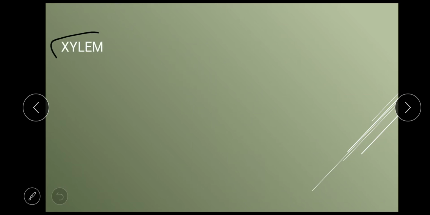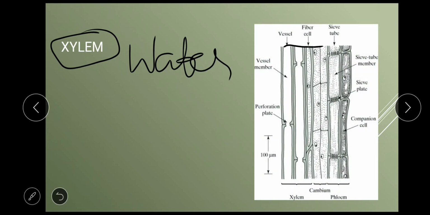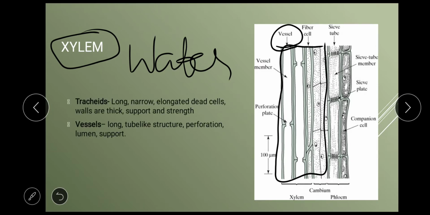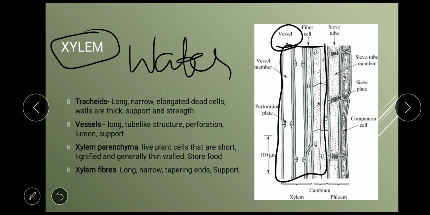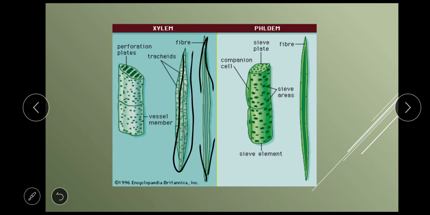Next we studied the xylem. Xylem is the one which carries the water. Okay, the water is carried by xylem. So this was the structure of xylem. It had vessels, tracheids, xylem parenchyma and xylem fibers. Okay, we studied their properties and their characteristics and uses. Then we studied how the fibers have tapering ends, and we studied how tracheids are long and narrow, but the vessels are broad, their width is more.